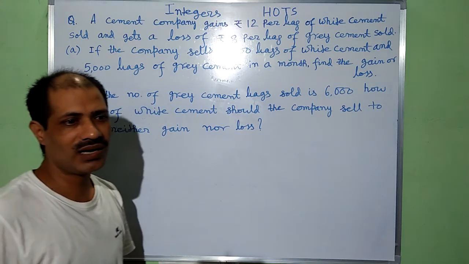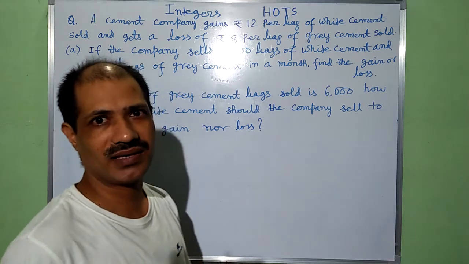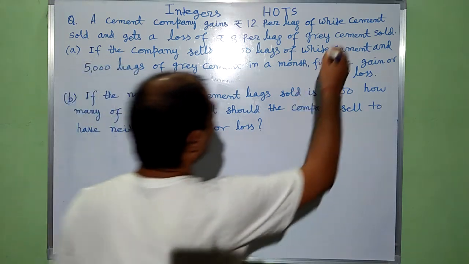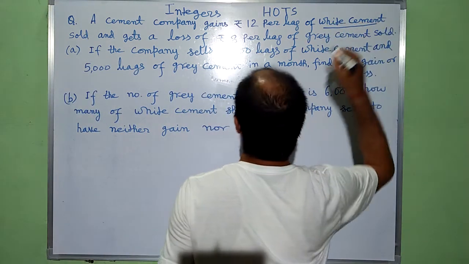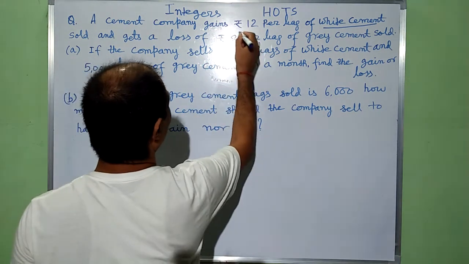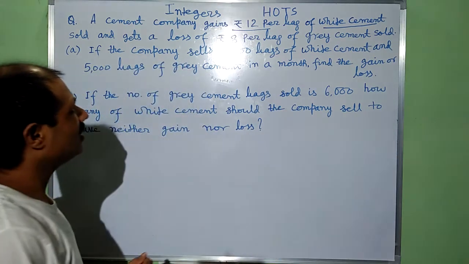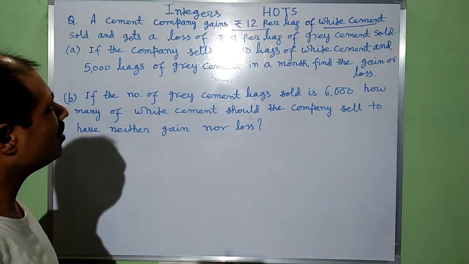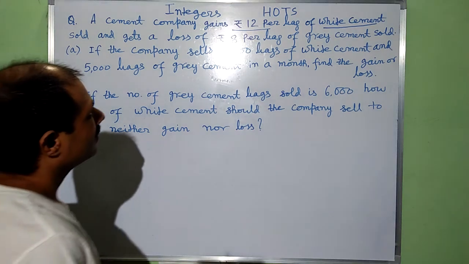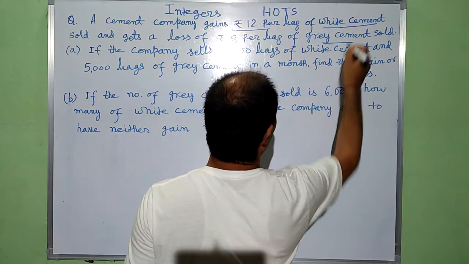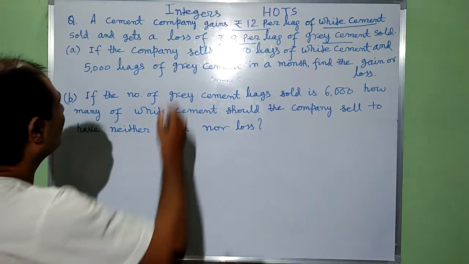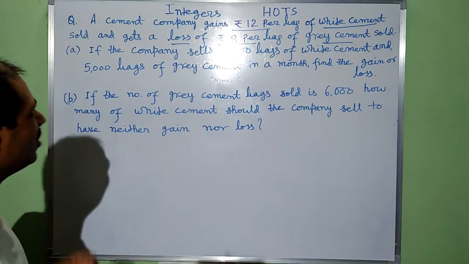There are two different kinds of cement bags. Those are white cement bags, in which there is gain, rupees 12 on one white cement bag sold, and grey cement bags, on which there is rupees 8 loss.